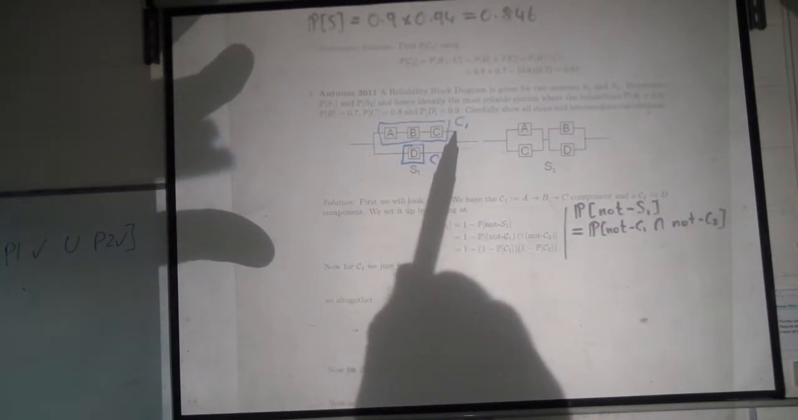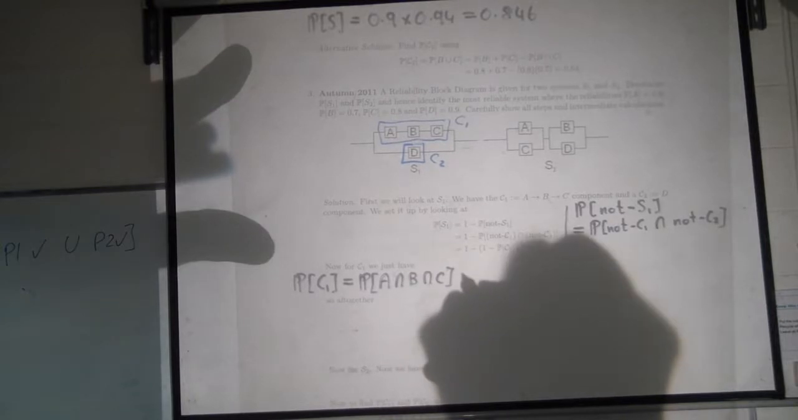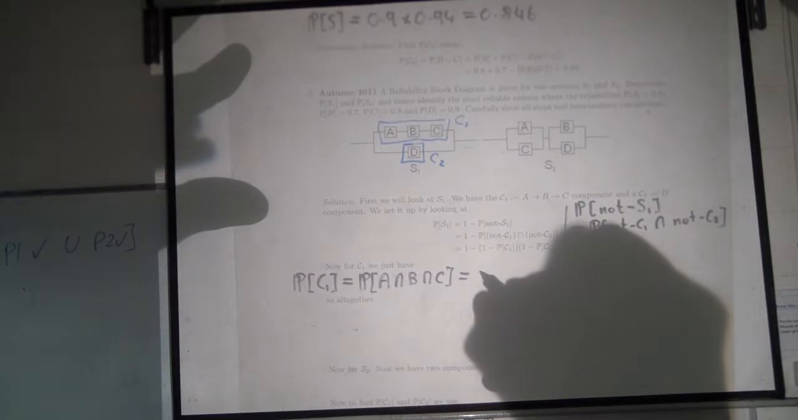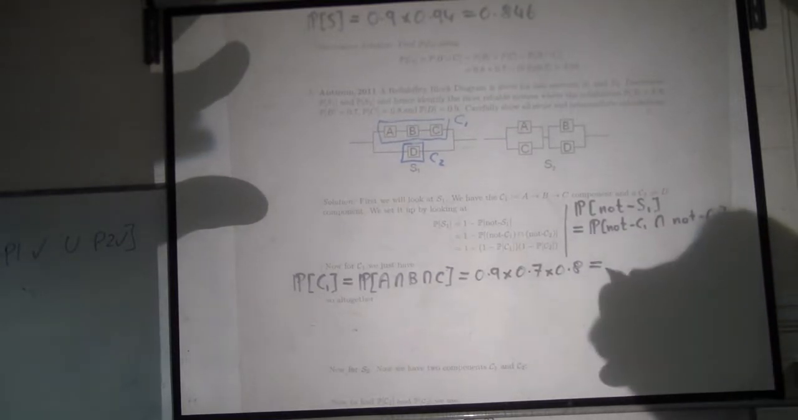It's a bit difficult to find the probability that C1 fails, but it's easy to find the probability that it actually works. So we'll look at the probability of C1 working. What do we need for C1 to work? A and B and C. What does "and" mean? Multiply. What's the probability of A? 0.9. B and C is 0.8. Comes out as 0.504.